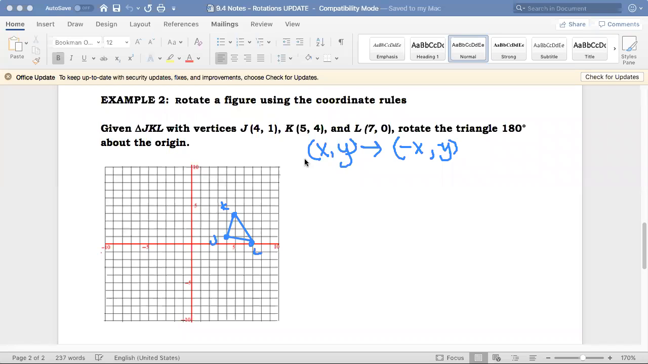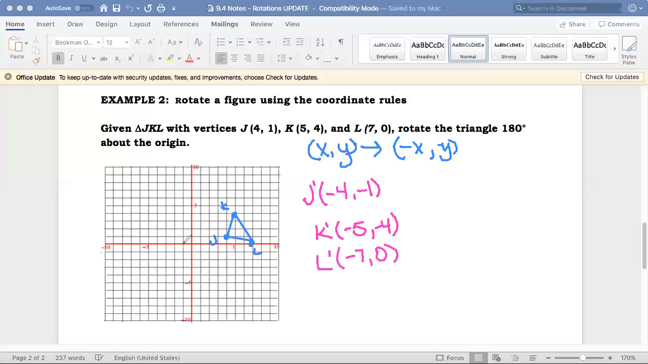Okay. So J prime, we have 4, 1 to start with. So we're just switching the signs. So we have -4, -1. K was 5, 4. We're going to change the signs. So -5, -4. And then L was 7, 0. And now it's going to become -7, 0, because again, 0 is neither positive nor negative, so we don't have to worry about a sign on that.